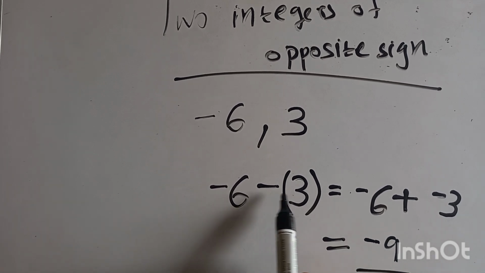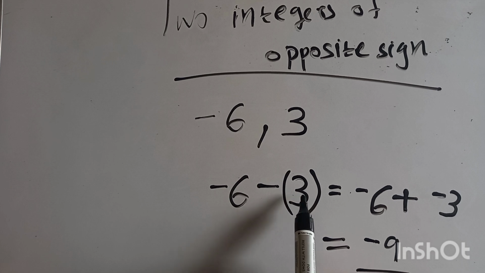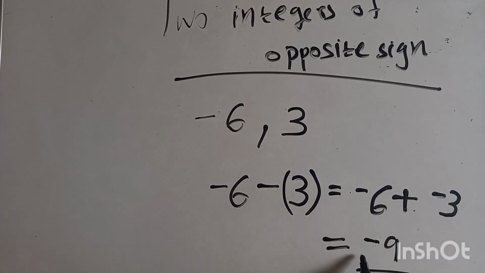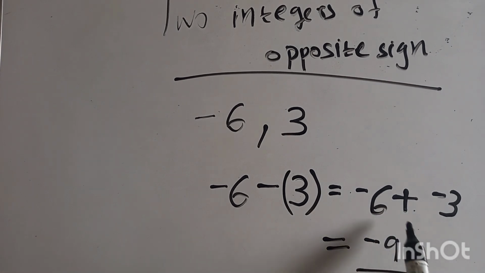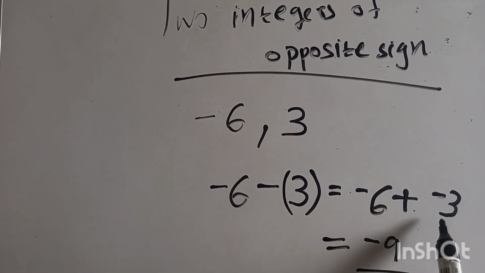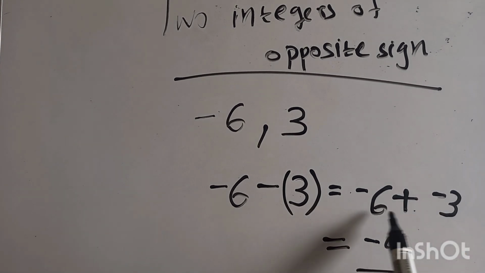Actually negative 6 minus 3 is the operation you have to do. You are converting it to addition by changing the sign of the second number. Now it is addition of two negative integers, and you can add the integers without the sign and put the sign of the integers. Because both are negative, the answer will be negative. So this is how you subtract integers.